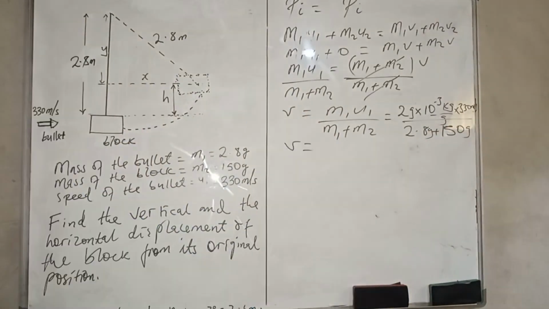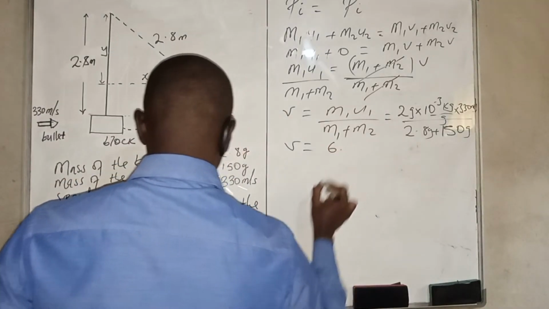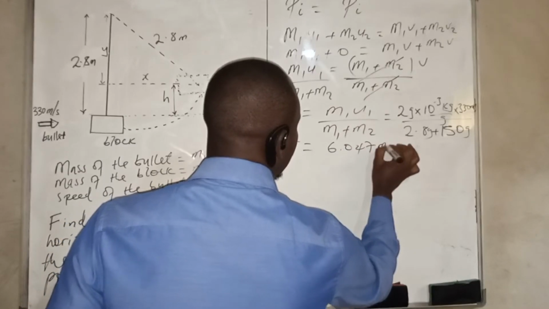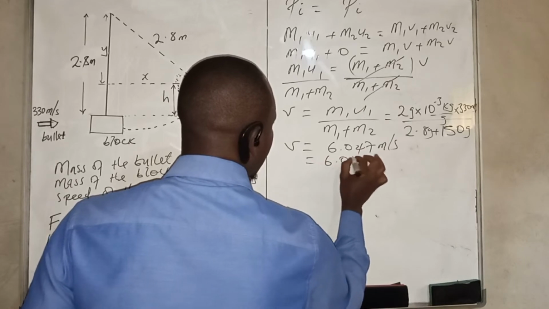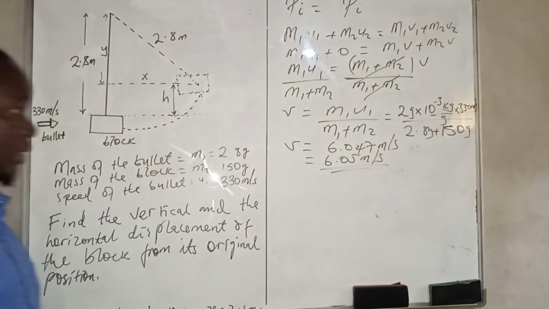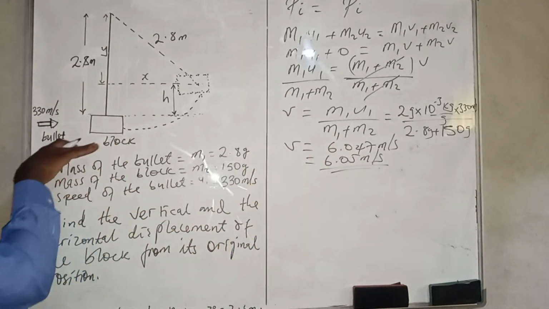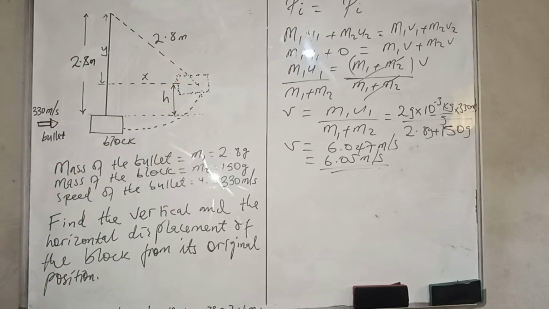Okay, so from here to this one, on a calculator, we are going to have 6.047 meters per second, which can be rounded off to 6.05 meters per second. So this is the common velocity or the common speed after this one swings in that direction.